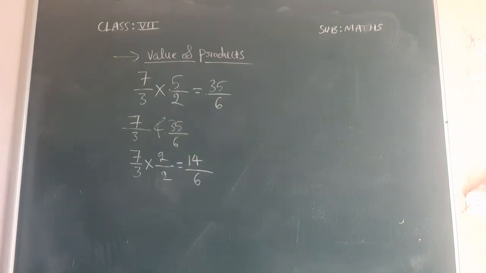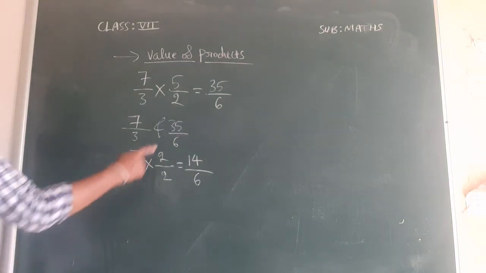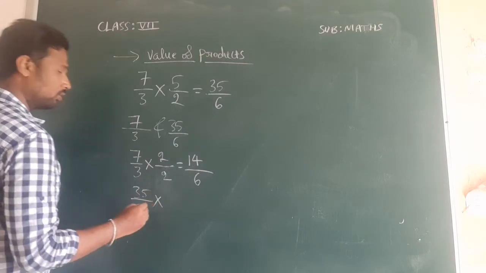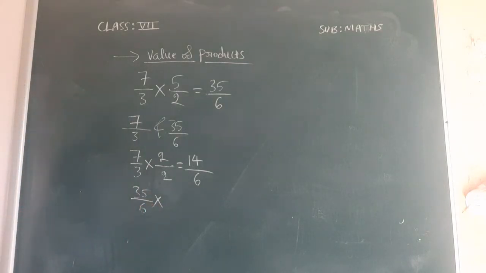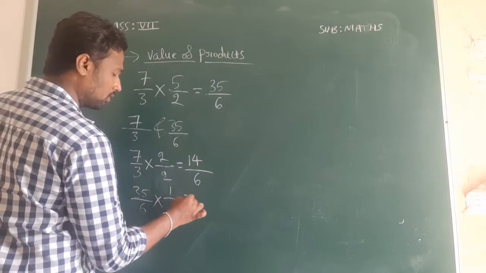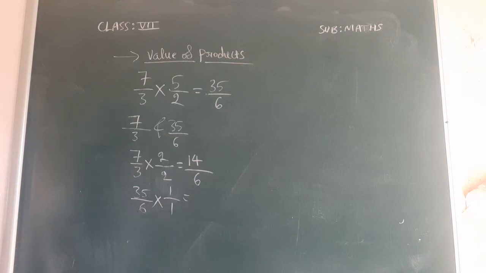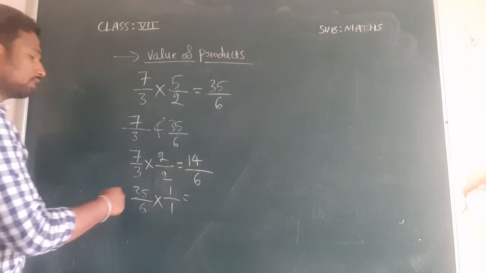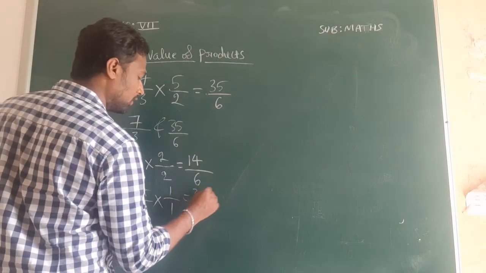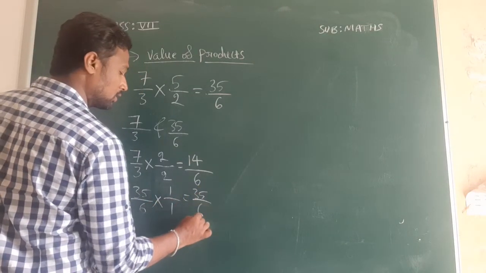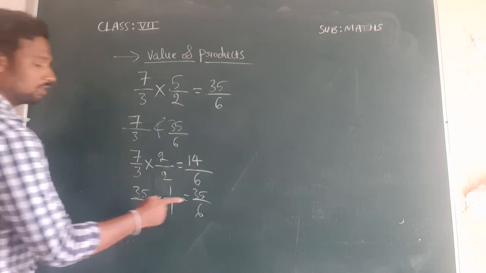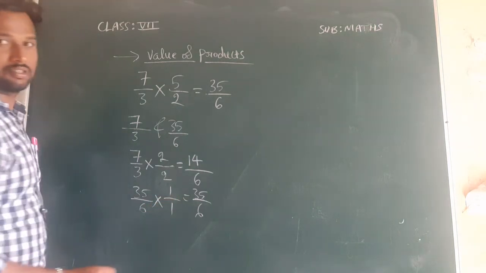Here we got 14 divided by 6, and already we have 35 divided by 6. So no need to multiply by any number, because the base is already the same. I will just multiply with 1, because if you multiply any number with 1, you will get the same answer. So 35 into 1 means 35, 6 into 1 means 6. So you can now compare 14 divided by 6 and 35 divided by 6.